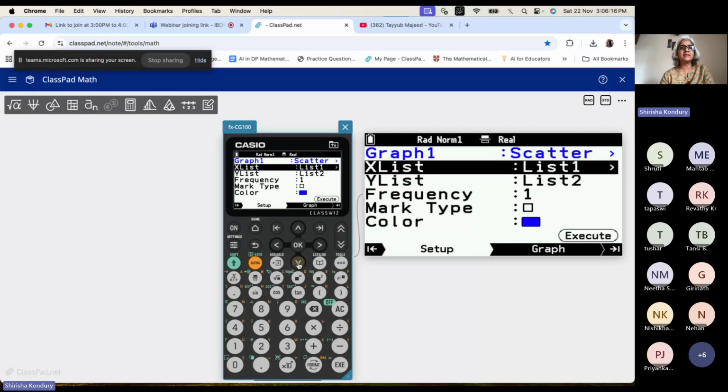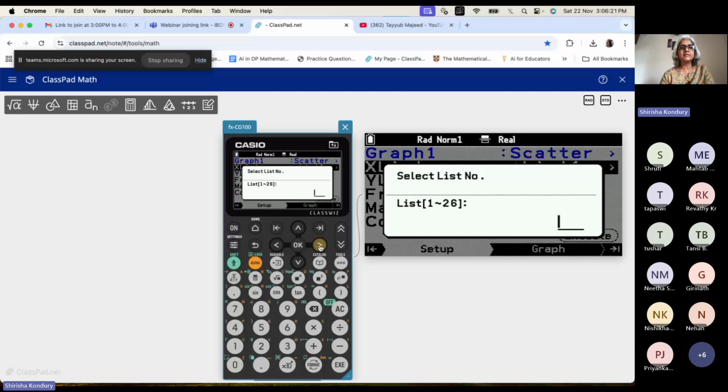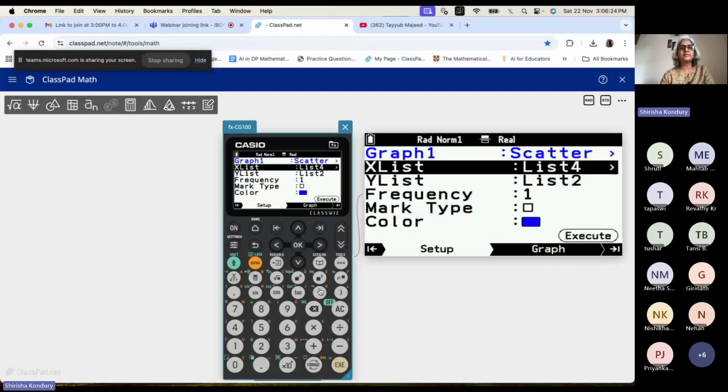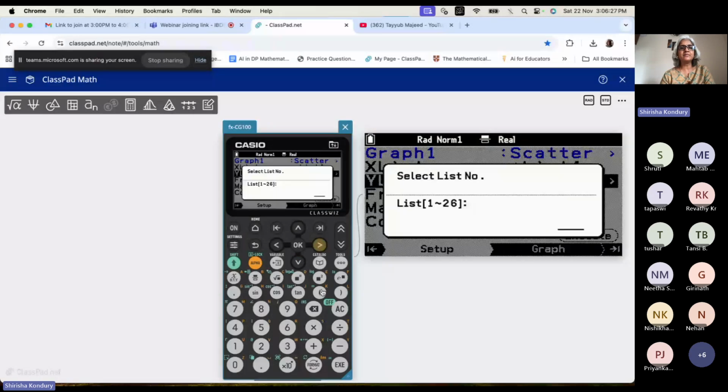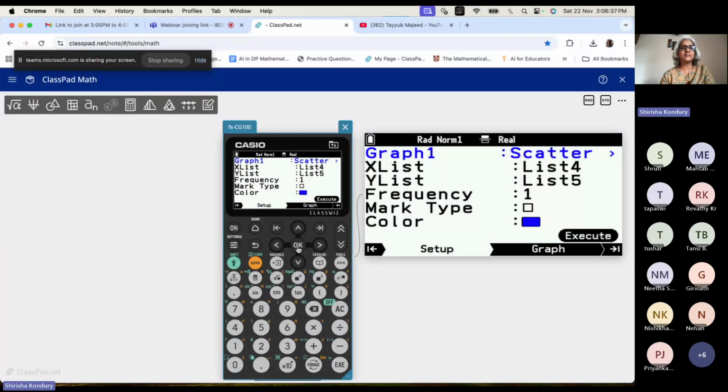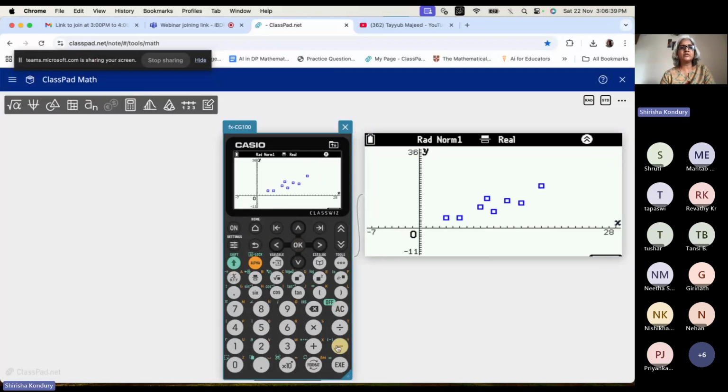X list is in list 4. So we are going to look at this. Enter your list 4. Your Y list is in list 5. Frequency is not associated with it. And you're going to execute. And you can zoom out to see that clearly.